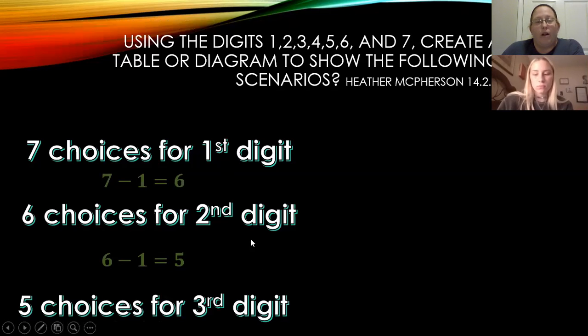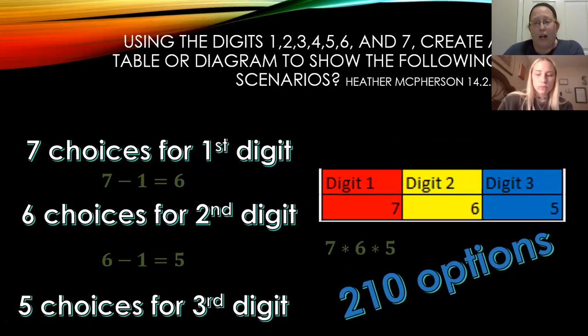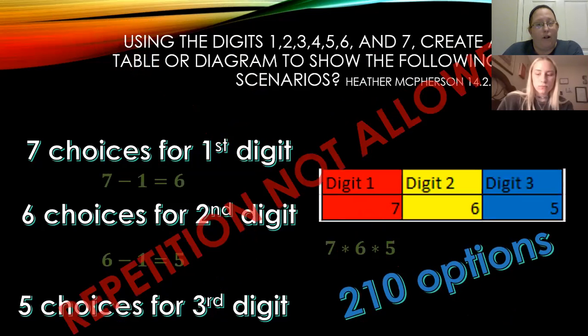So what you would do here, as you see in this little diagram, digit 1 has 7 choices, digit 2 has 6, digit 3 has 5. You would multiply all 3 of those together, and you have 210 options for 3-digit numbers as long as repetition is not allowed.